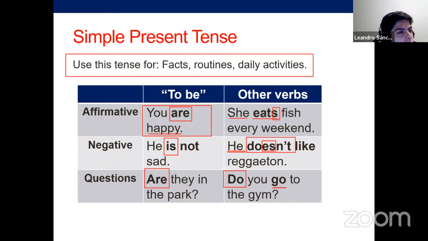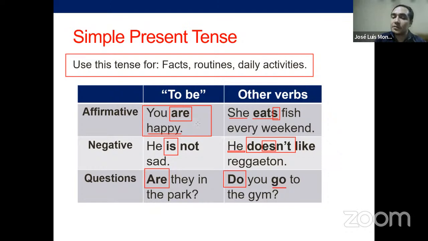He is crazy. Okay, he's crazy. How's that in negative? He is not, he isn't crazy. Correct. And the question for that one? Is he crazy? Good, right? This is very simple. Again, we're going to go from the simple forms to the complex forms, right?